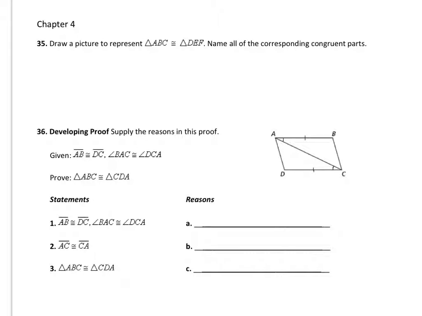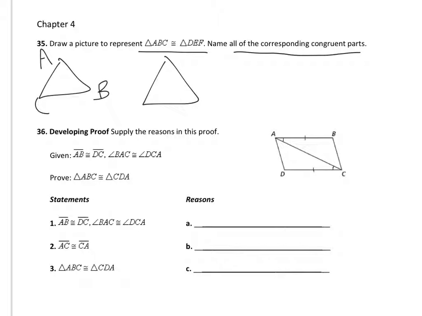Okay, chapter 4. Draw a picture to represent these two triangles are congruent and name all the corresponding congruent parts. So triangle ABC matches up, A matches up with D. Those two angles are congruent. E matches up with B. Those two angles are congruent. And then C matches up with F. Those two angles are congruent.